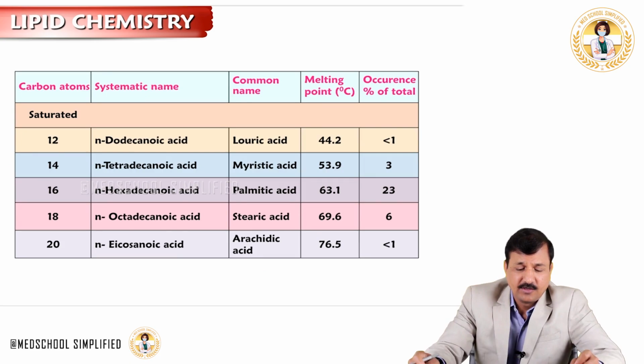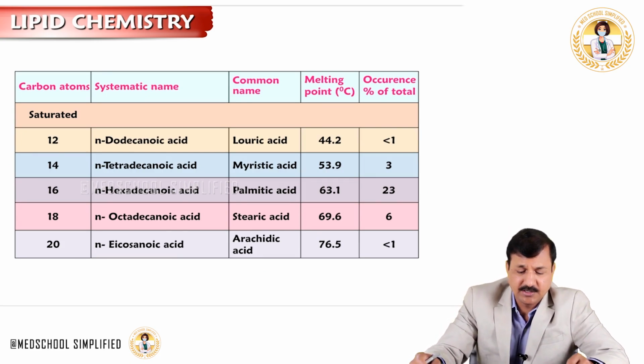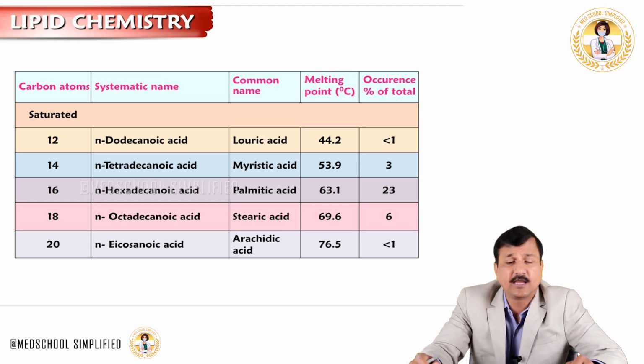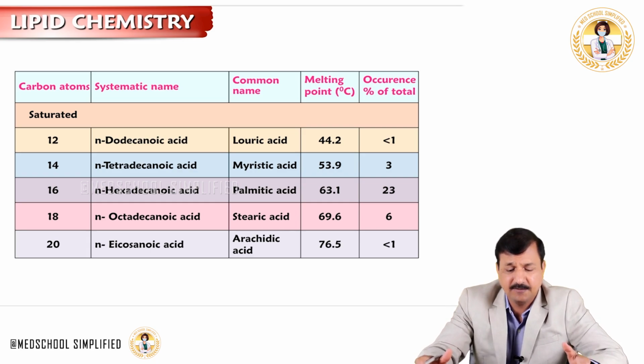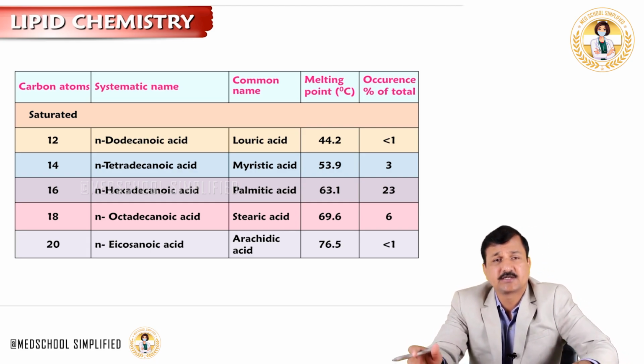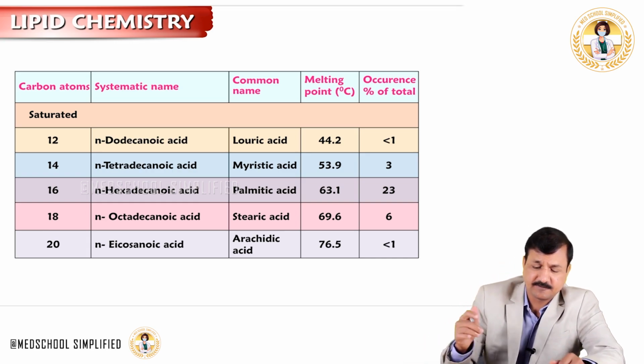Okay, now depending on the number of double bonds and also depending on the number of carbons present in a fatty acid, this particular table is giving you different names, common name, systemic name, melting point, and also percentage of occurrence in nature. Let's get into a little more detail on that.